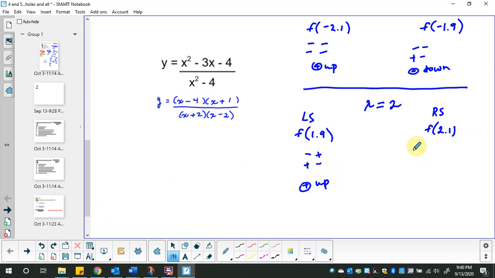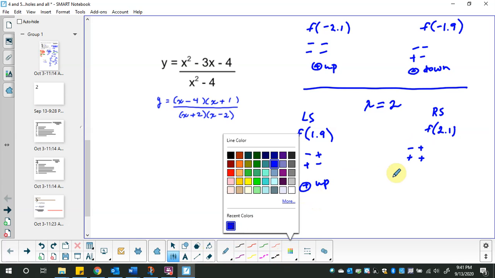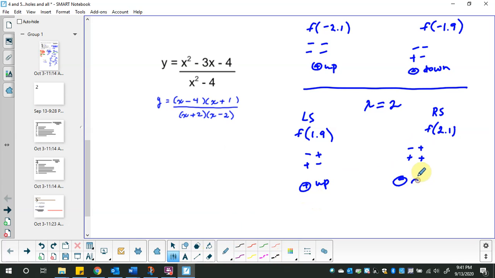And finally, again, not hard, quite annoying, 2.1 in the first bracket is negative, 2.1 in the second bracket is positive, 2.1 in the bottom first bracket is positive, and 2.1 in the bottom second bracket is slightly positive. And one negative in a slew of positives will give you a negative result, so that's down.